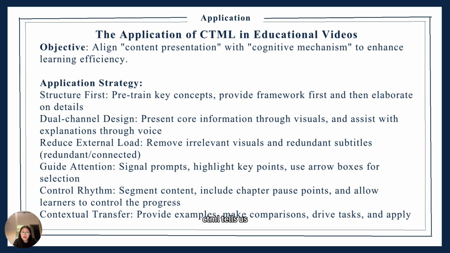CTML tells us humans process information through both visual and auditory channels. Working memory has a capacity limit. Effective learning relies on actively constructing meaning. This means that if the teaching design ignores these principles, learning is merely about receiving information rather than absorbing knowledge.